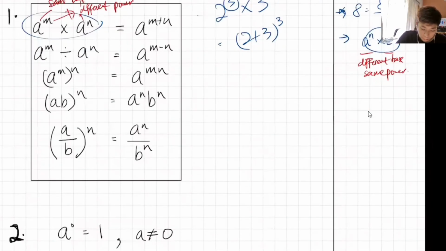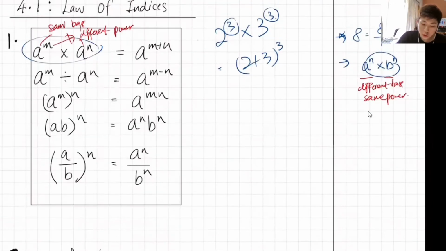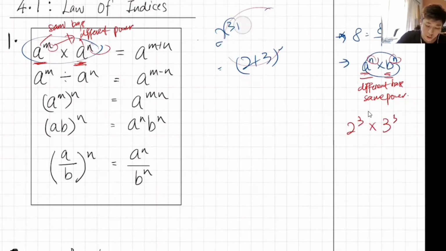So where was I? I'm clear with myself that, as I said, same base, different power; same power, different bases. So what do you do when you have the same power but different bases? For example, you have 2 to the power of 3 times 3 to the power of 3. I'll just put it at the side. What do you do about it?